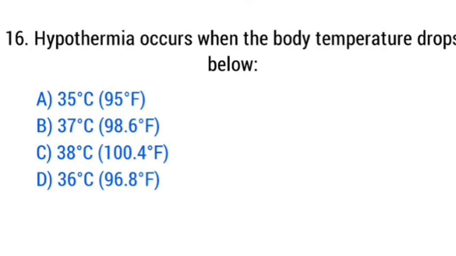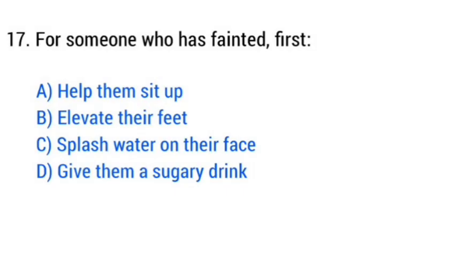Hypothermia occurs when the body temperature drops below: 35 degrees centigrade, 37 degrees centigrade, 38 degrees centigrade, 36 degrees centigrade. 35 degrees centigrade, 95 degrees Fahrenheit. Right answer. For someone who has fainted, first: help them sit up, elevate their feet, splash water on their face, give them a sugary drink.